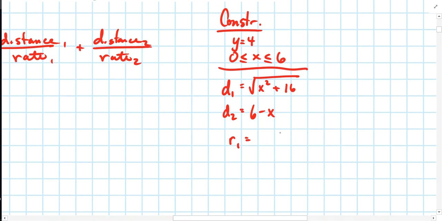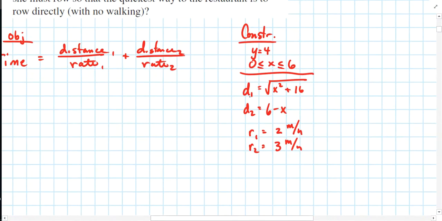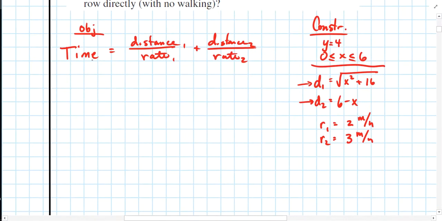It is worth noting that rate 1 is, oops, I'm sorry, it's actually 2 miles per hour in the water, rate 1. And rate 2 is 3 miles per hour on the shoreline. So these objectives, especially these two here, are going to be helpful for us to rewrite our time objective function. So I'm going to write t this way, t of x, because the time that it takes to arrive at her destination is dependent upon the position x, where along the shoreline she rows towards.